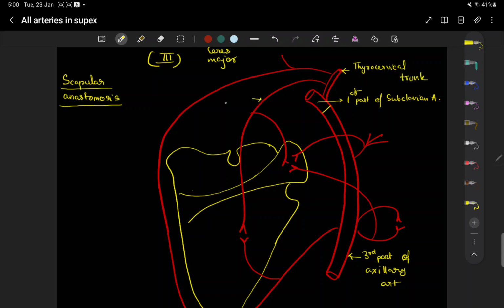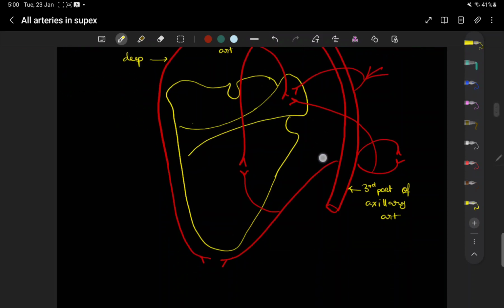One branch is the suprascapular artery, and another one is the transverse cervical artery. The transverse cervical artery has a superficial branch, and another is the deep branch. So this is the deep branch of the transverse cervical artery, which anastomoses with the subscapular artery.